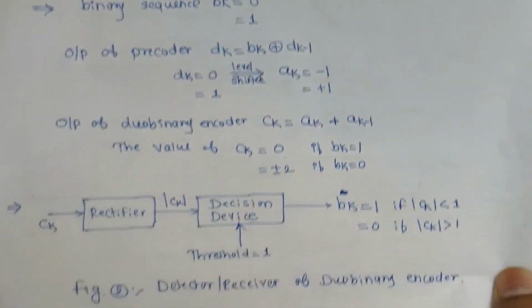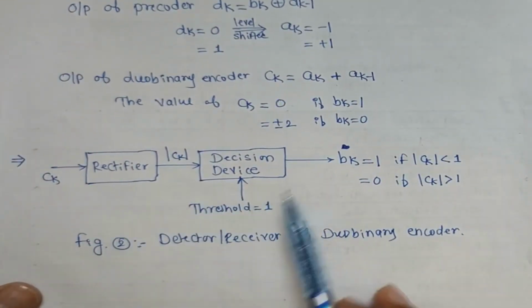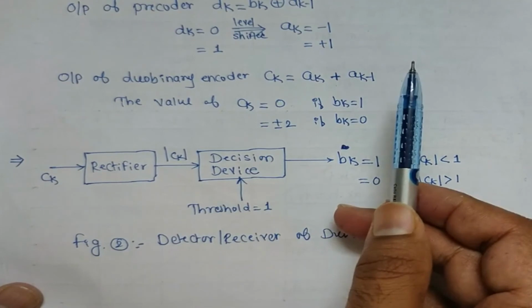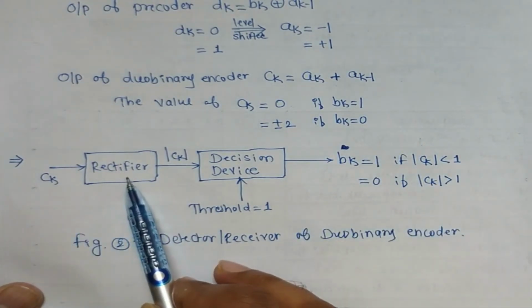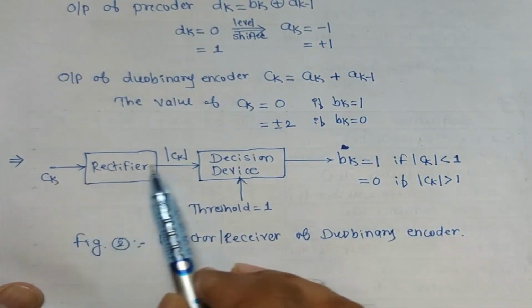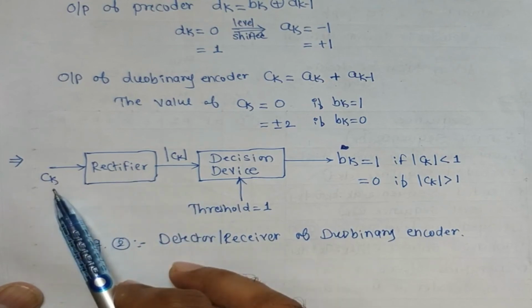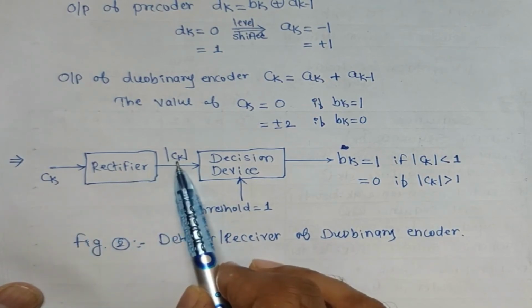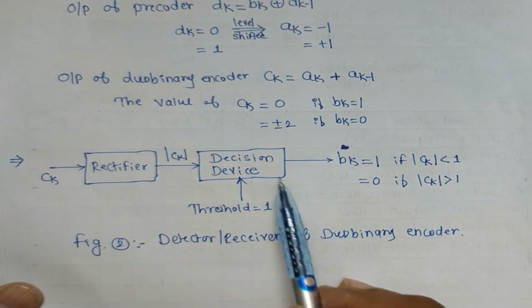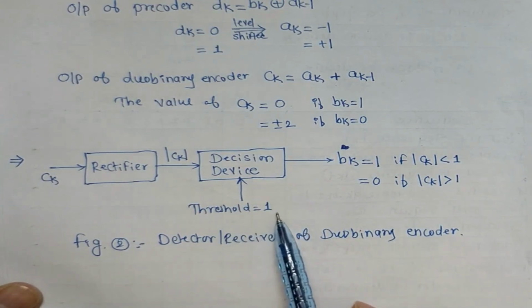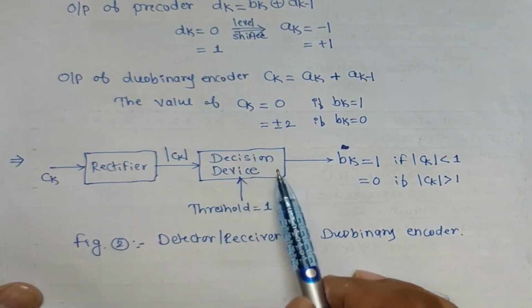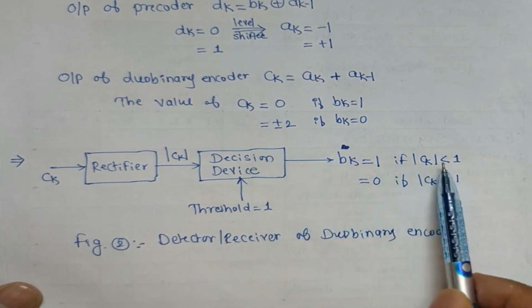Now let us move on to the receiver side. So this is the receiver, whatever the value of ck that is transmitted by the encoder, it is coming to the rectifier first, which will be taking the mod of this transmitted sequence, or I can say here it is the received sequence. So we are getting mod of ck, and then it is given to the decision device, which will set the threshold level at 1 here, and it makes a certain decision. Now what is the decision? So this is basically an algorithm we can write. What kind of decision is it?